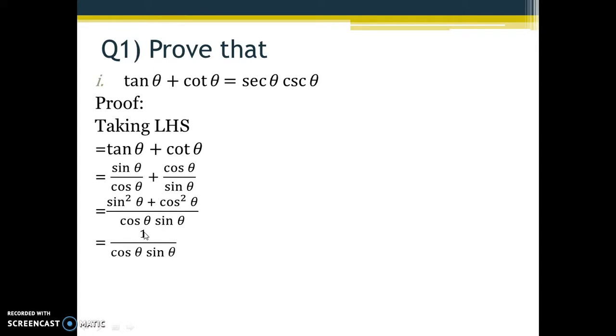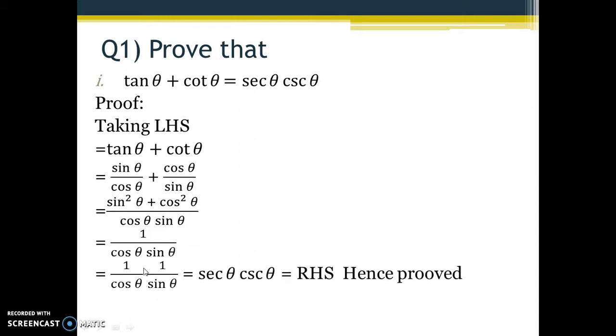Now I can separate the denominators cos theta and sine theta. We know that 1 upon cos theta is equal to sec theta, and 1 upon sine theta is equal to cosec theta. So I can write 1 upon cos theta is sec theta, 1 upon sine theta is cosec theta. And this is exactly what we have as our right hand side. So you can write that left hand side is equal to right hand side, and hence true.